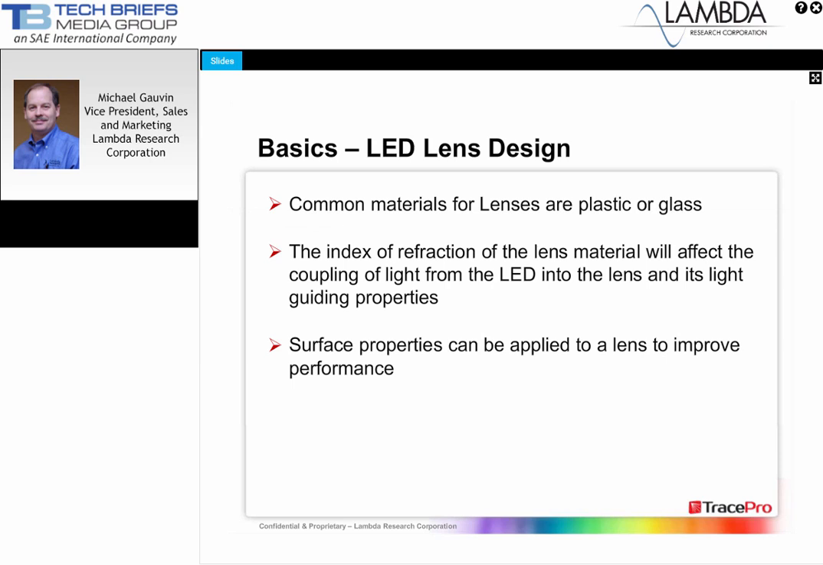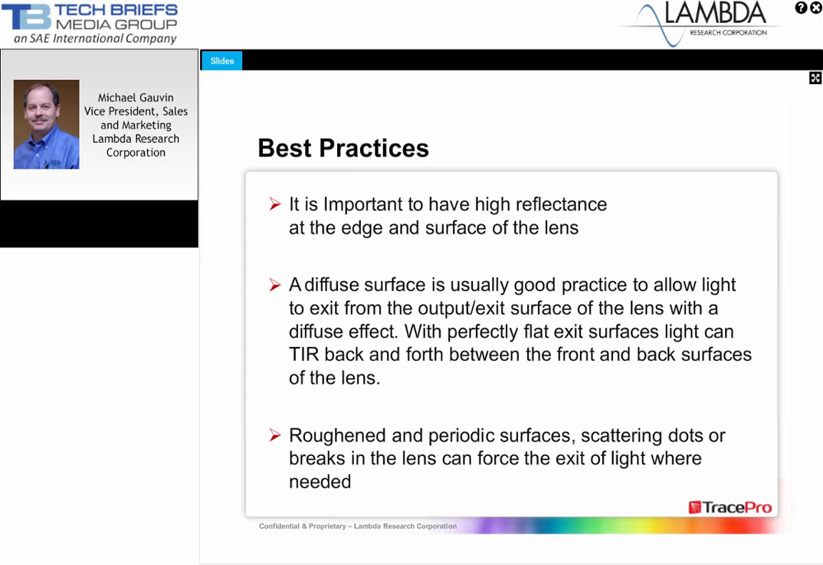Well, now that we've got the principles down, let's look at some of the basics in doing LED lens design. The common materials for lenses are plastic or glass. And the index of refraction of the lens material is about 1.5. And this will affect both the coupling of light into the LED and the light going out of the LED, as well as the guiding properties inside the LED lens. And so we can change the surface properties of the plastic to either improve or worsen the performance, depending on what we're trying to do here. And it's all about how the light comes out of that particular lens.